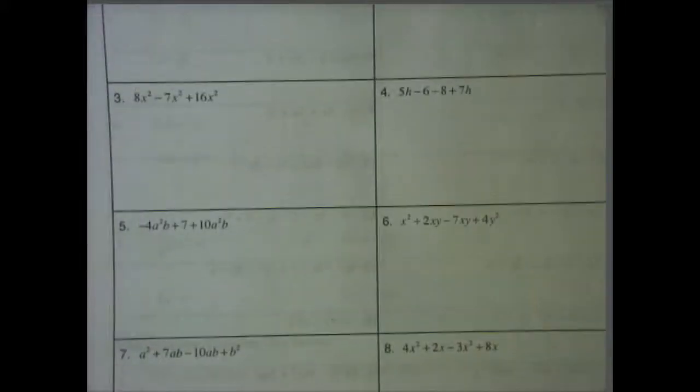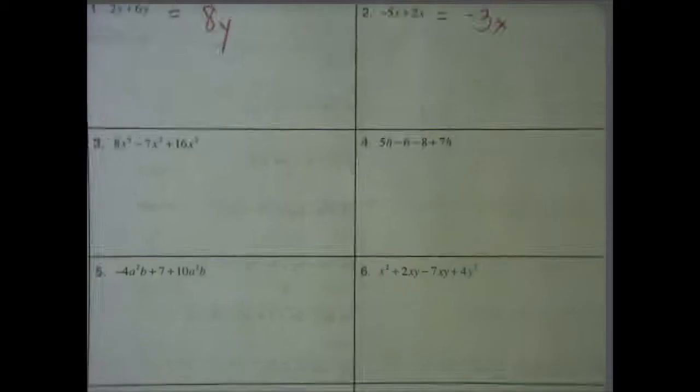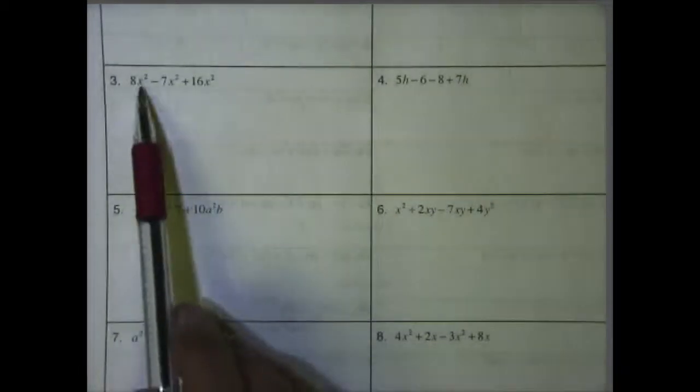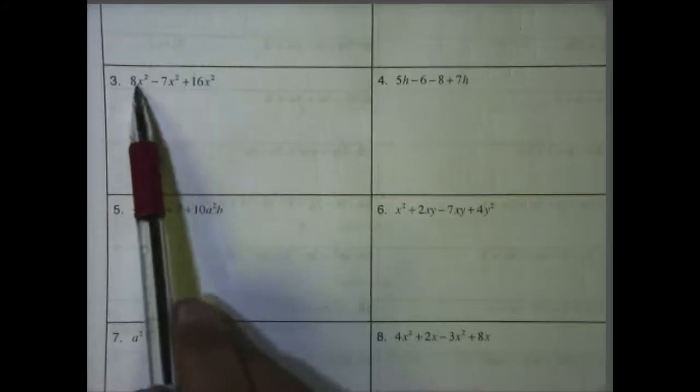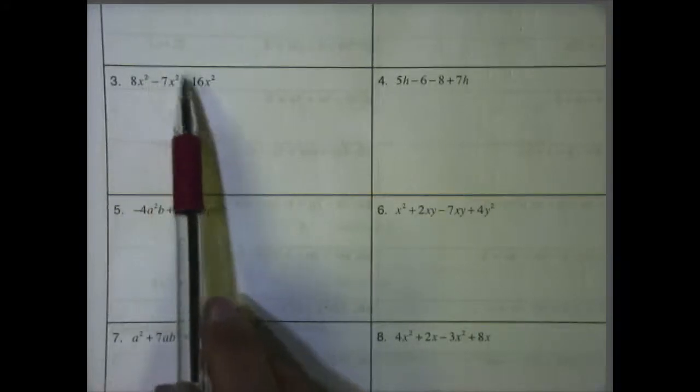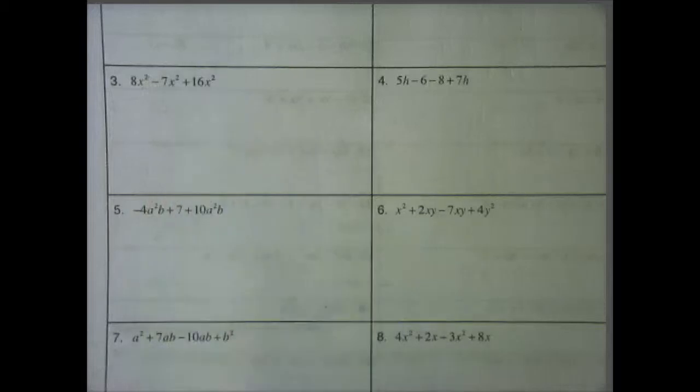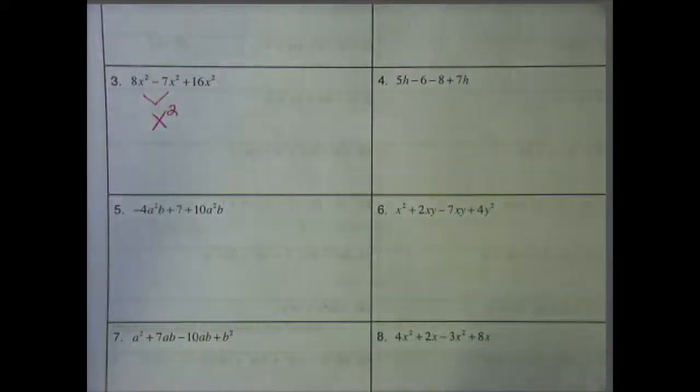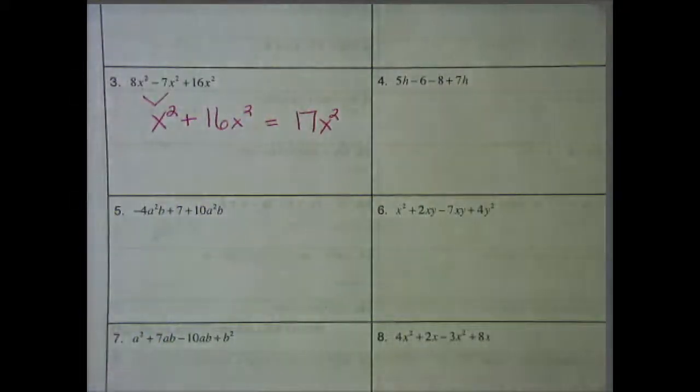Now we're going to move into some that are a little bit more difficult. Remember that like terms include terms with variables and exponents that are the same. So in this case, we have 3 like terms. We have 8x to the second power minus 7x to the second power plus 16x to the second power. So 8x to the second power minus 7x to the second power is x to the second power, or 1x. It's up to you. I suggest that you leave the 1 off now that you're in algebra. Plus 16x squared. When you add those two together, 17x squared, or 17x to the second power.